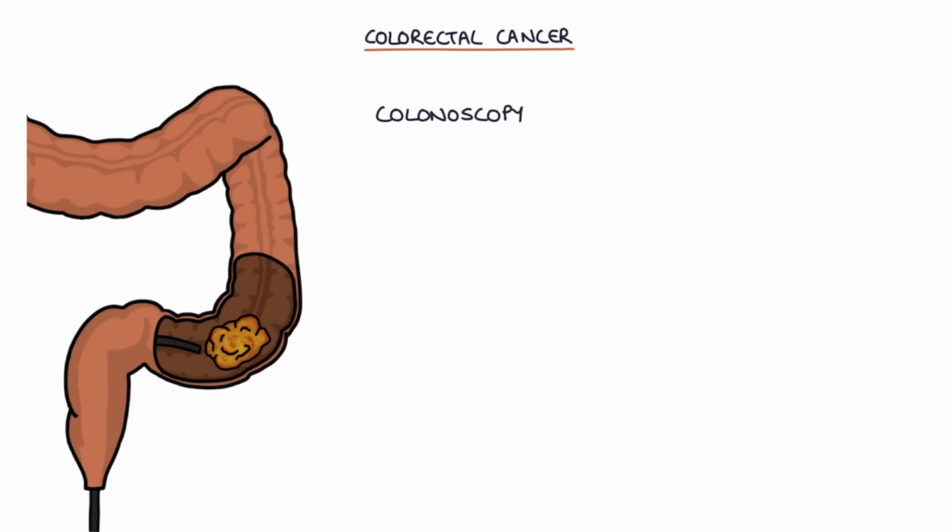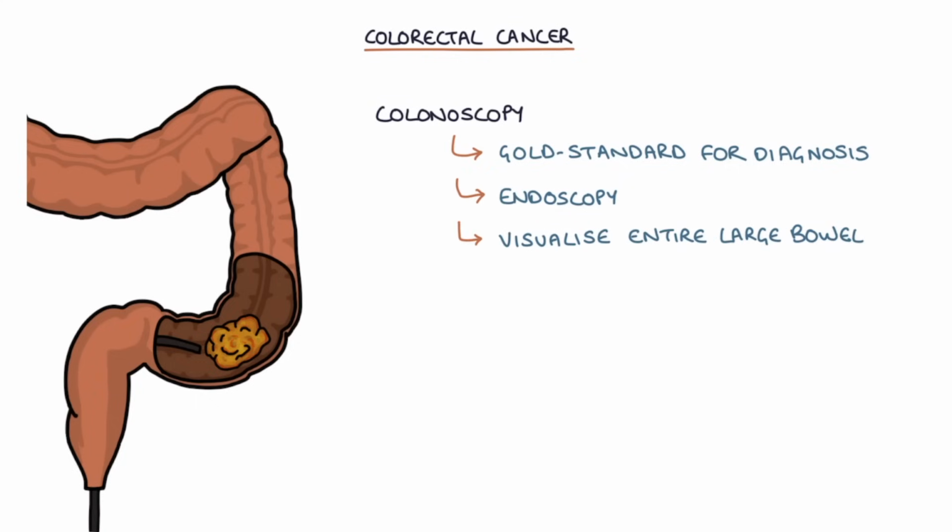A colonoscopy is the gold standard investigation for diagnosing bowel cancer. It involves an endoscopy to visualize the entire large bowel. Any suspicious lesions can be biopsied, taking a sample of the tissue to get a histological diagnosis. The suspicious lesions can also be tattooed in preparation for surgery, so the surgeon knows what to chop out.